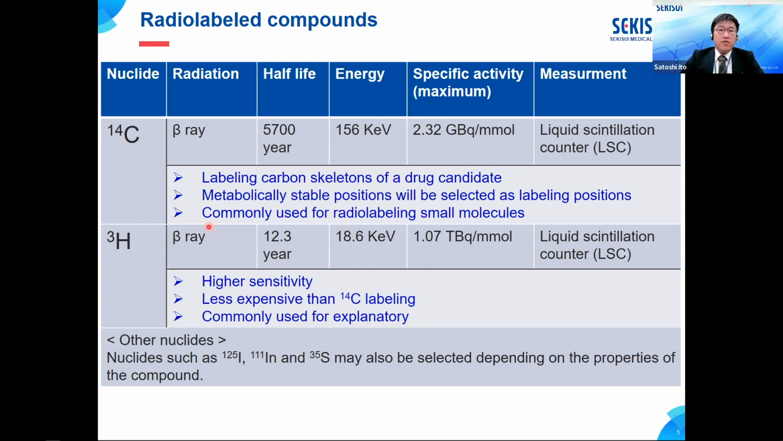On the other hand, tritium has a higher specific radioactivity than carbon-14. Therefore, it is used for studies that require high sensitivity. In addition, since its labeling cost is lower than carbon-14, it is often used in studies at an exploratory stage. In addition, we offer iodine-125, indium-111, and sulfur-35, depending on the characteristics of the compound.